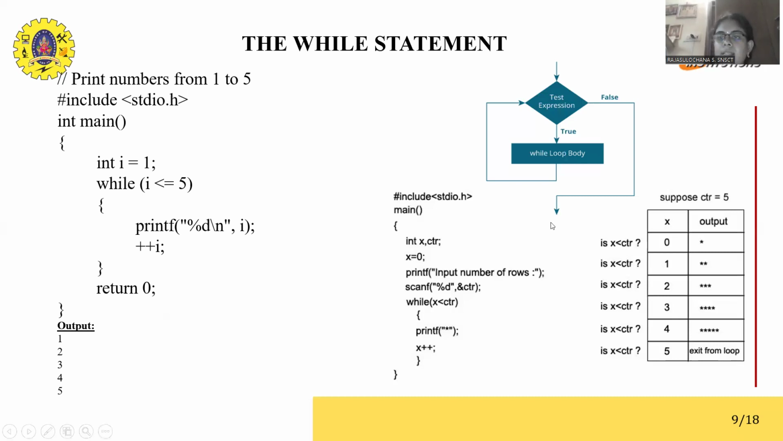In the next lecture, we will see about the do-while statement. The do-while statement is an exit control loop. So initially the body of the loop will be executed once before checking the condition. Clear? So in the next video lecture, we will see about the exit control loop.